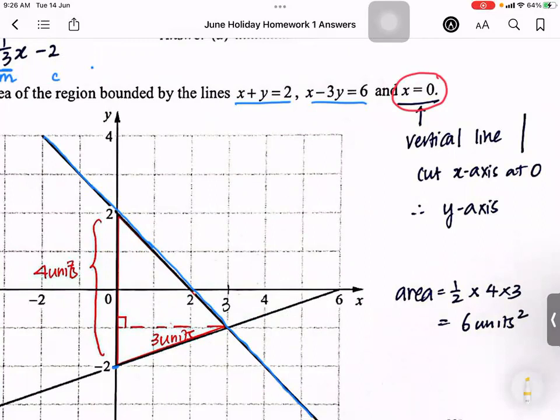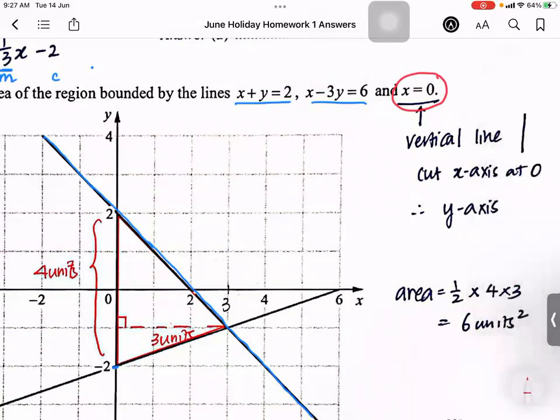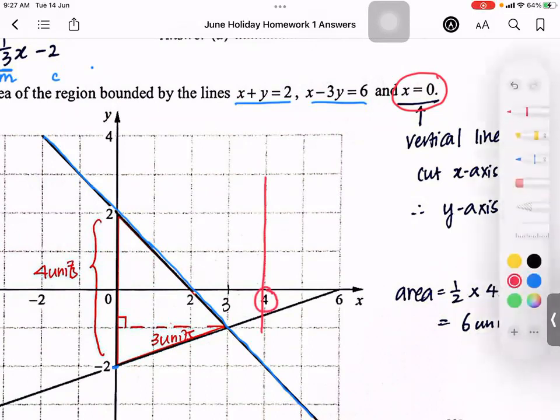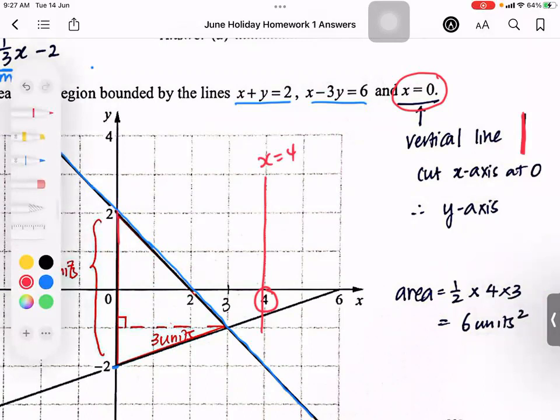Okay, so this is x equals 0. x equals 0, it means what? x equals 0 means it cuts the x-axis. It is a vertical line. So if I were to have a line like that, this one is x equals 4. It cuts the x-axis at the number 4. So this is called x equals 4, something like that. But now where is x equals 0?